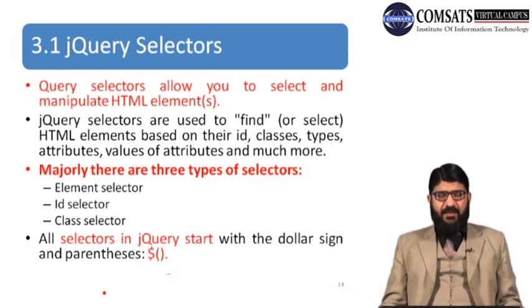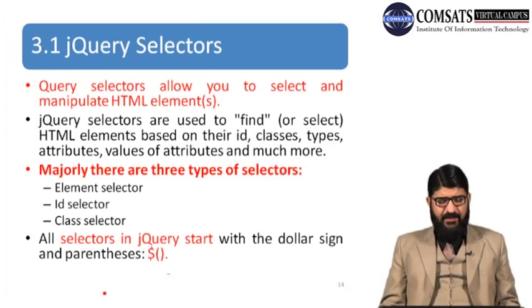The key types of selectors are the element selector, the ID selector, and the class selector, which we have seen previously. In the element selector, we clearly give the name of the element. The ID selector will contain the ID of that particular HTML element, and the class selector will contain the name of the class for which you want to get or set the attributes accordingly.